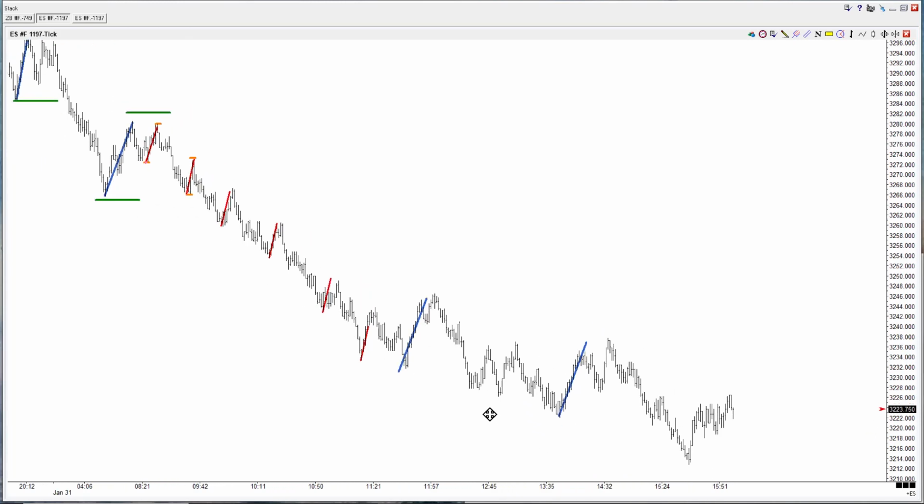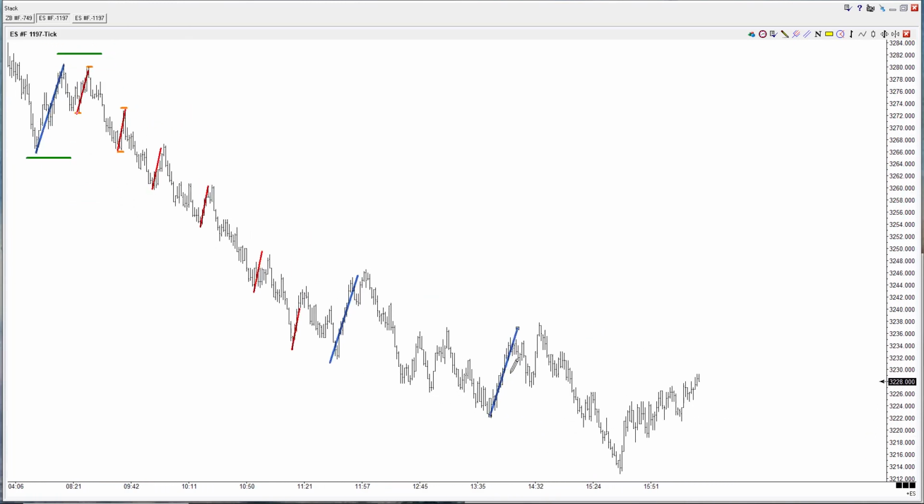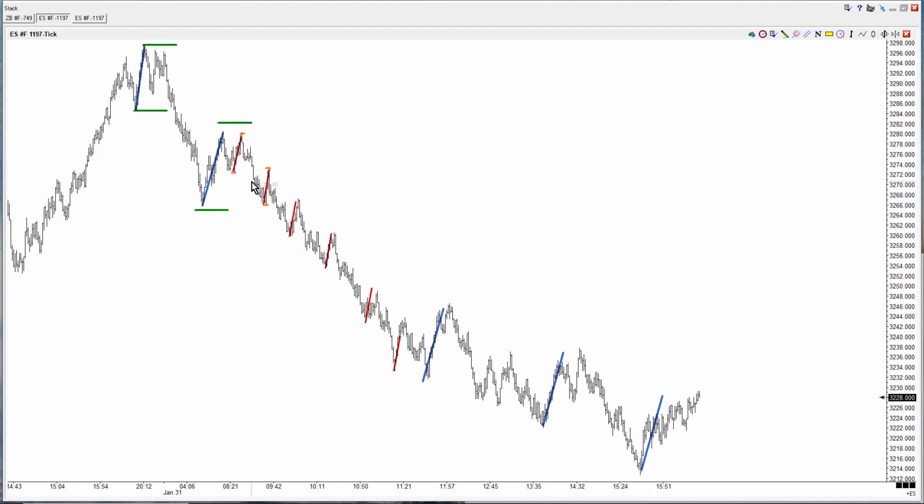So this was our market all the way till the close. So you see it is very organized. Minors, minors, minors, majors. So we can use this to learn how price moves.